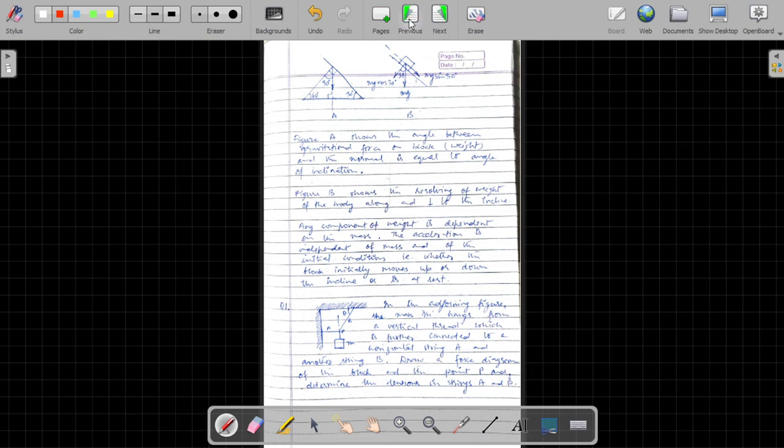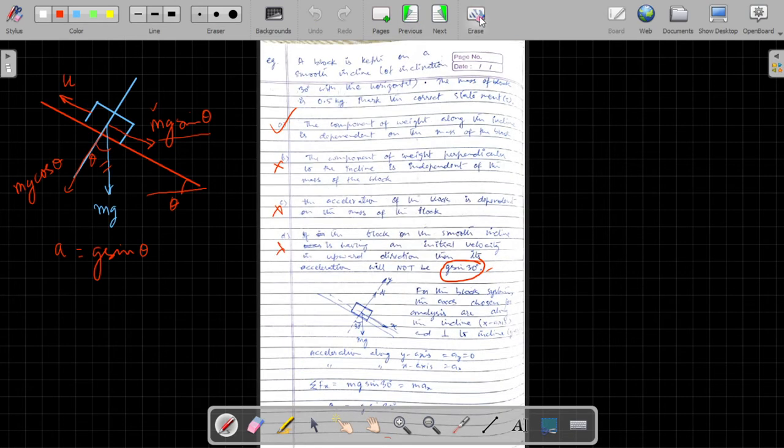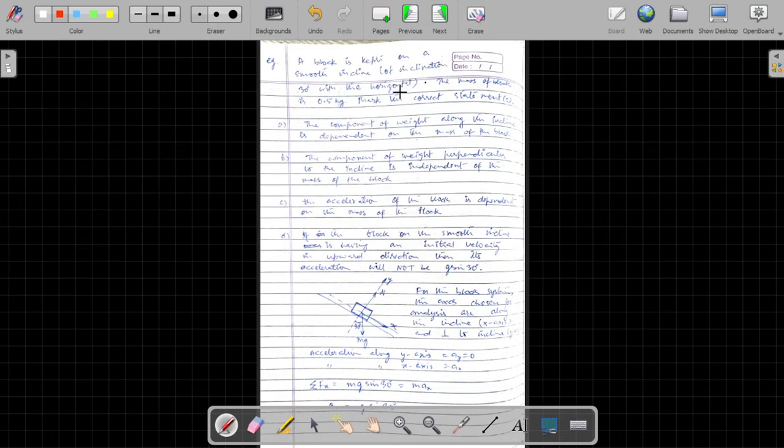Like in the last lecture, we discussed that when a block is kept on an incline, how do we draw forces on it, and what are the angles which the gravitational force makes with the normal, and how do we in general approach those questions.